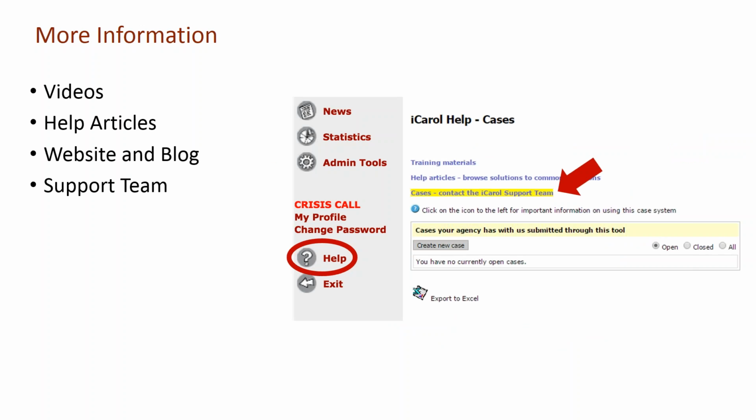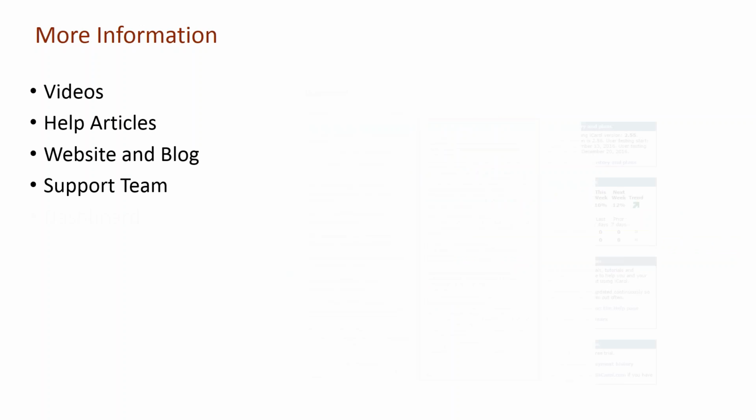Our friendly support team is always delighted to help you if you have questions. So if you can't find the answer that you're looking for in the help articles or on the help section or on the blog, please do open up a case with them and talk with them. They would love to answer your questions.